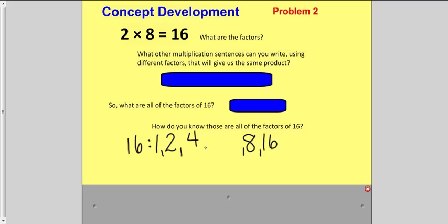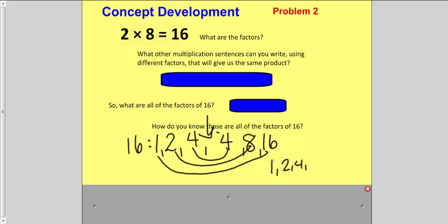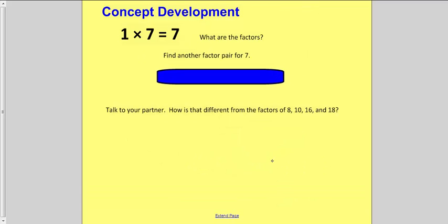4 times 4. So now if I wanted to draw arrows, I would say 1 to 16, 2 to 8, and then 4 to 4. And notice there's nothing in between 4, so I got all of them. Now when you list the factor pairs of 16, you would not list the number 4 twice. You would just list them like this: 1, 2, 4, 8, and 16. Okay? One more little part in our journals, and we're going to get to our problem set, okay?